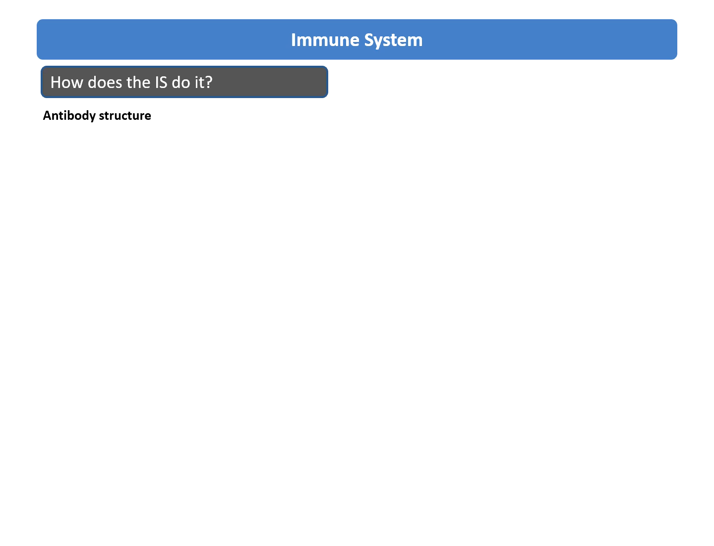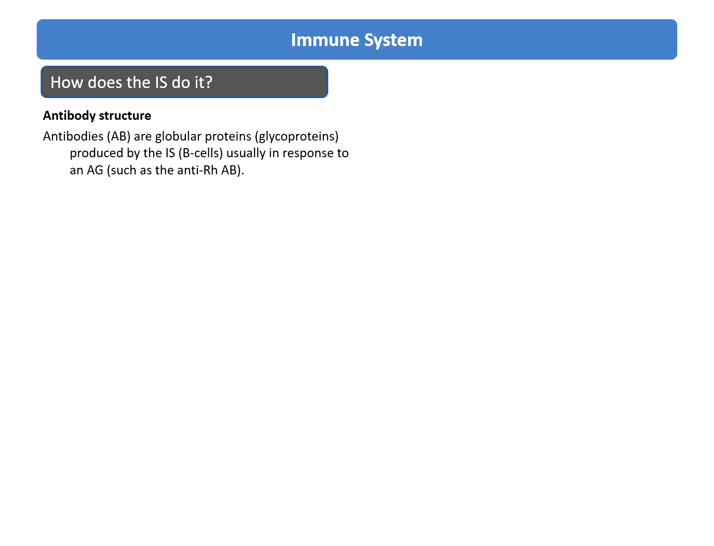Let's look at the structure of an antibody. Antibodies are a bit more complex than the simple Y shape that we've described earlier. These are globular proteins. They contain a carbohydrate part, so technically these are glycoproteins. They're produced by the immune system, usually in response to an antigen. You remember the anti-Rh antibodies. They were produced when the person was exposed to the Rh antigen. Some antibodies are permanent. You remember those in the ABO blood type.